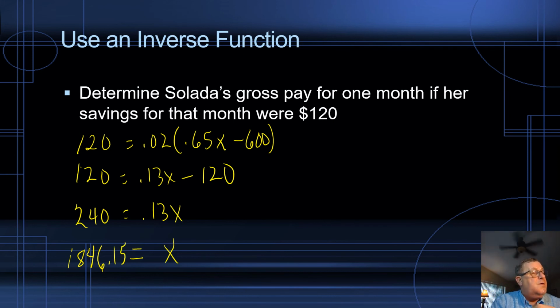$1,846.15. So in order for Solada to save $120 a month, with her $600 living expenses and budgeting 20% for savings, her gross income would need to be $1,846.15.